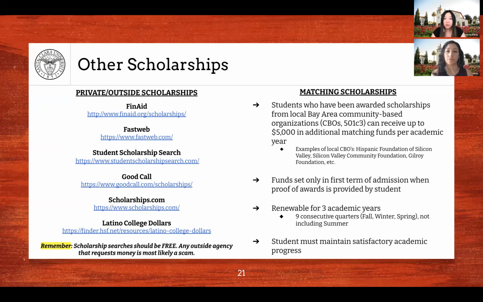Students who have been awarded scholarships from local Bay Area community-based organizations can receive up to $5,000 in additional matching funds from Santa Clara University per academic year. These matching funds are set in their first term of admission, and the student will need to provide proof that they are receiving these local scholarships. And along with all the other SCU aid, this matching scholarship is renewable for 3 academic years, so 9 consecutive quarters, and the student has to maintain satisfactory academic progress.